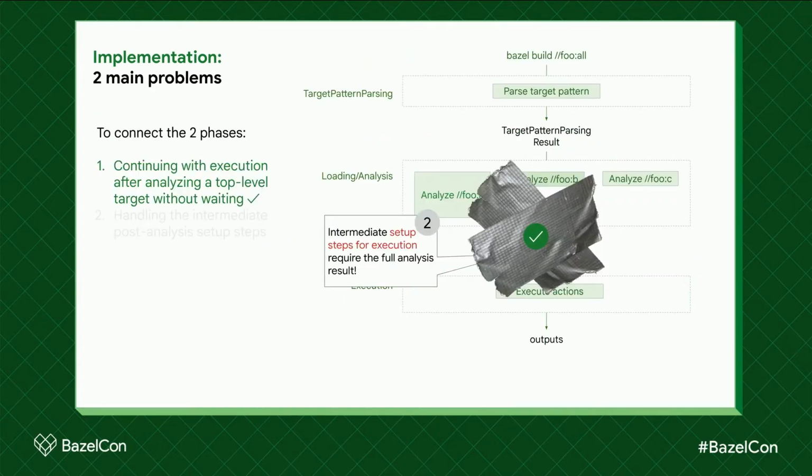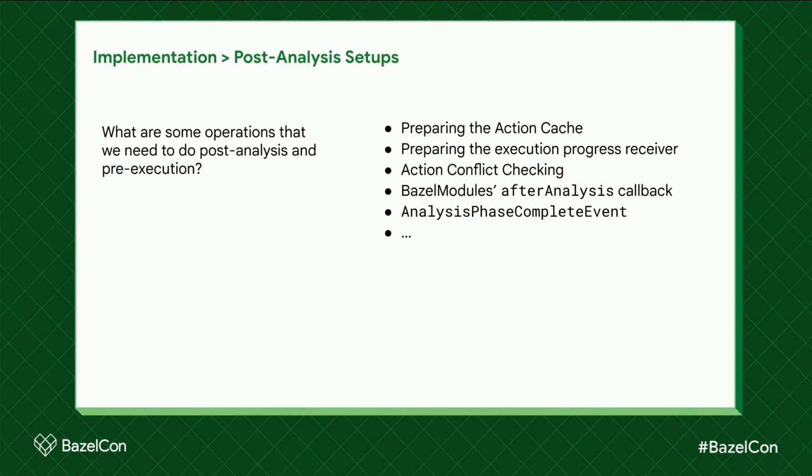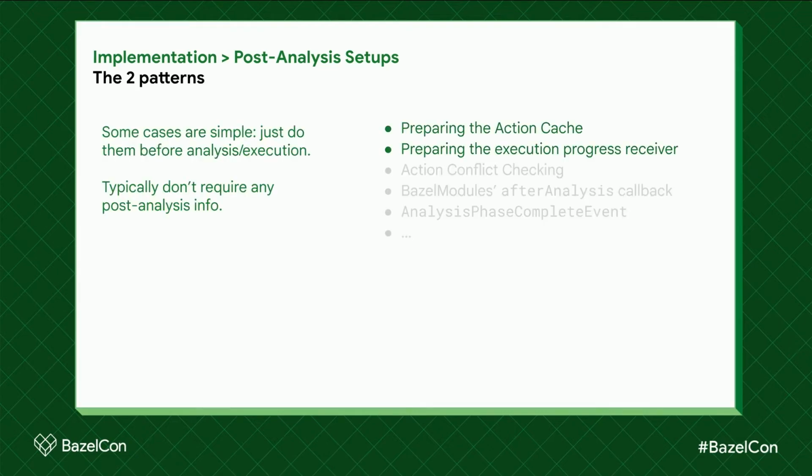Yeah, so this was relatively simple, just a bunch of wrappers and then we're done. The second problem is a little harder because, well, Blaze was built a long time ago and it has a lot of assumptions around the boundaries between phases. And first we look at, okay, what exactly are we dealing with here? And luckily we were able to categorize them into two categories. The first one is really easy. These setup steps basically do not need any result from analysis. They're just there because you want to do them right before execution. So that's easy. We just move them somewhere else and don't care about them.